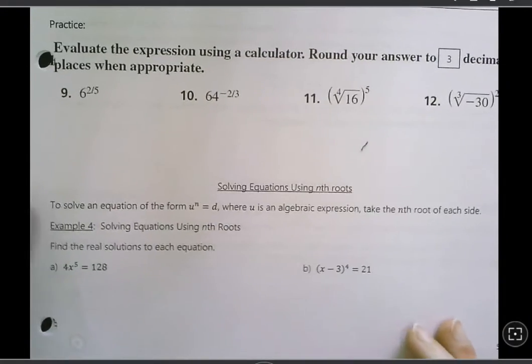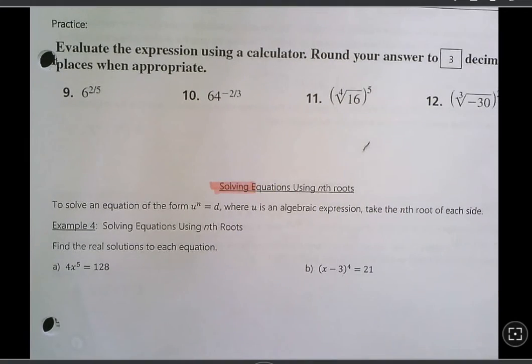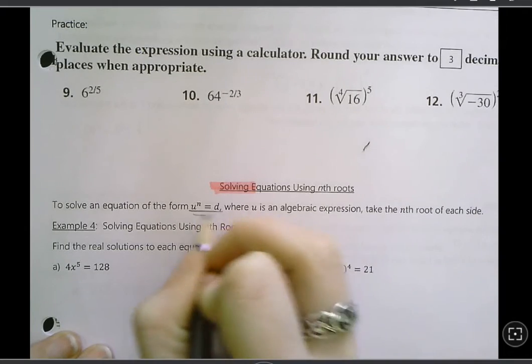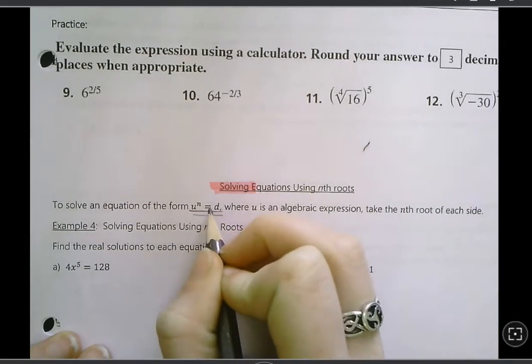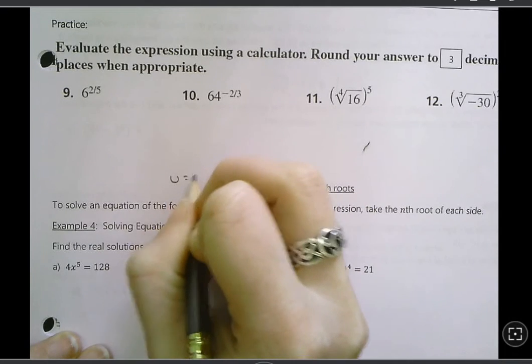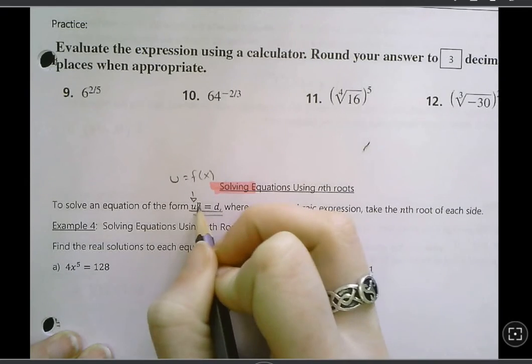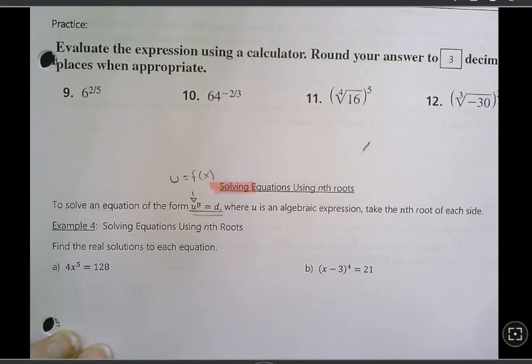Now, we can use these to solve as well. So that's the next big thing we're going to be learning here. In order to solve these, you need to make sure you get them into this form: u to the nth power equals d. Now our u could be another function. It's just saying whatever is raised to your exponent needs to be by itself.